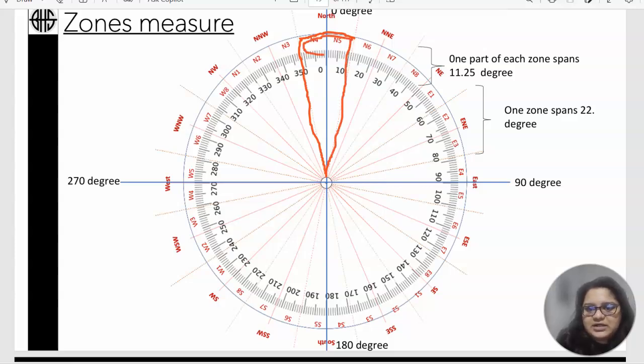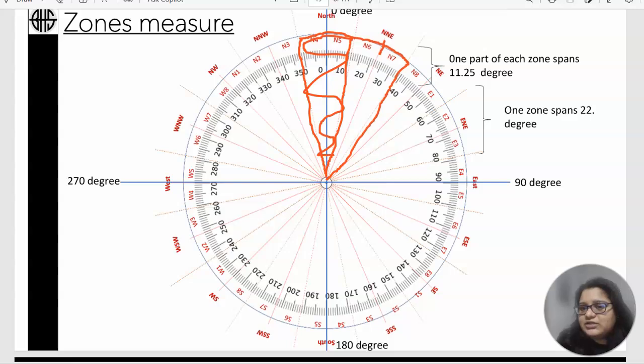Okay, so this becomes my north zone. Now after the north zone, we learned another zone that comes after this, that is the north northeast zone. So again from here you will consider the 22.5 overall degree, and this becomes your north northeast zone. And like you can see, the directional line of the north northeast zone is exactly in the center of it. So this becomes your second zone.